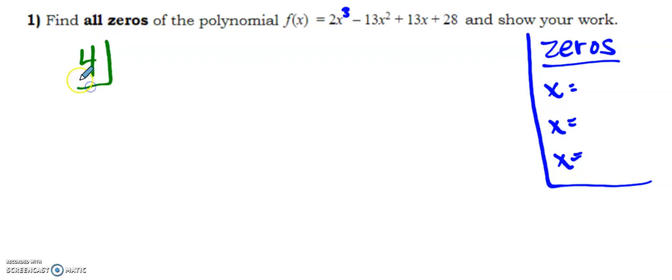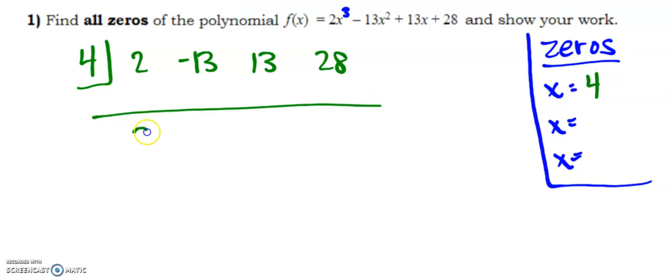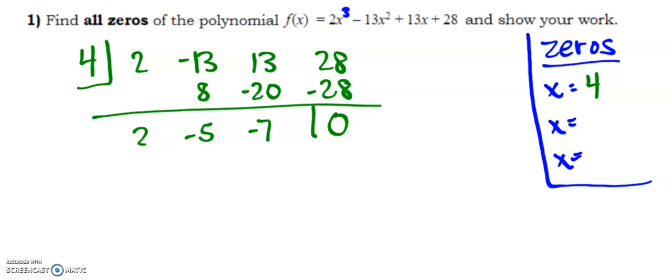So I'm going to put 4 in the synthetic box, and x equals 4 will be my 0 to get started. So 2, -13, 13, 28. Synthetic division. If you are stuck on your synthetic division, I strongly suggest that you go back to the videos and review. And I got a remainder of 0, just like I wanted. Notice what's left. I have -7, I have -5x, and I have 2x squared. So from here I got to a quadratic.